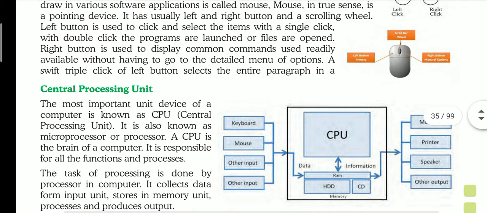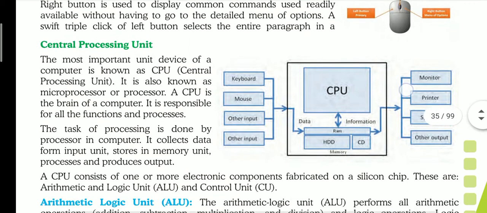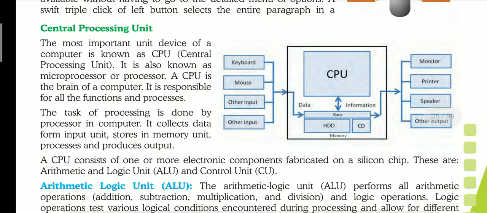Next unit is the central processing unit. As we all know, the CPU is the brain of the computer. It is the most important part of the computer. It is also known as the microprocessor or processor. The CPU is responsible for all the functions and processes of the computer. The task of processing is done by the processor. It collects data from the input unit, stores it in the memory unit, processes it and produces output.